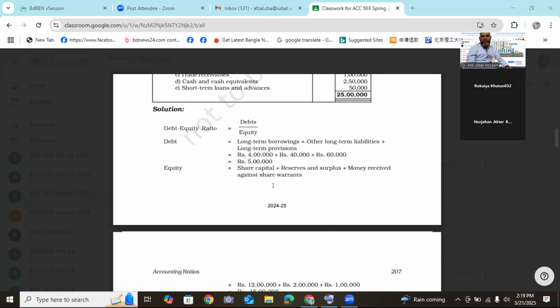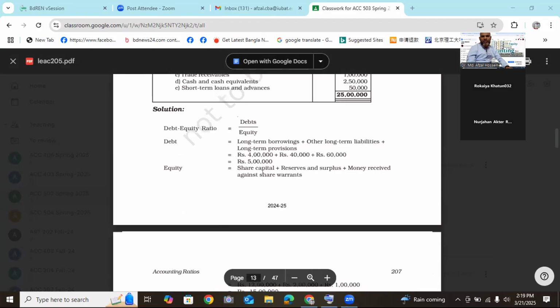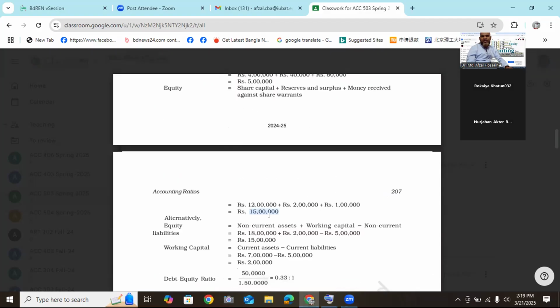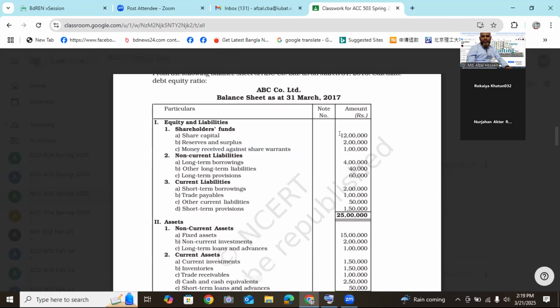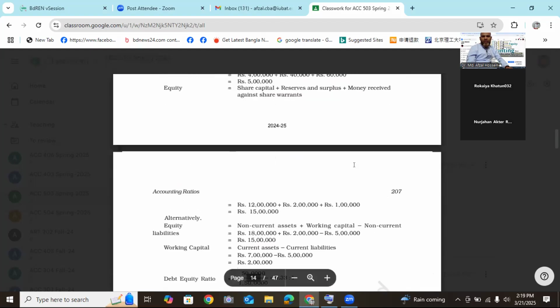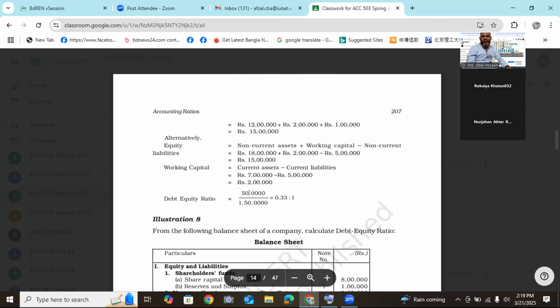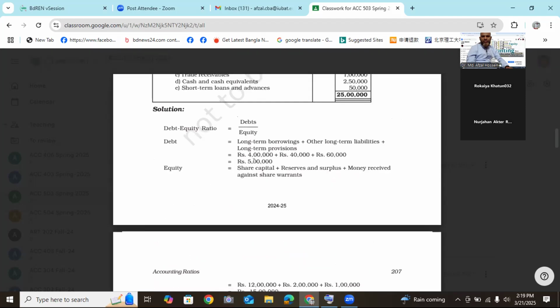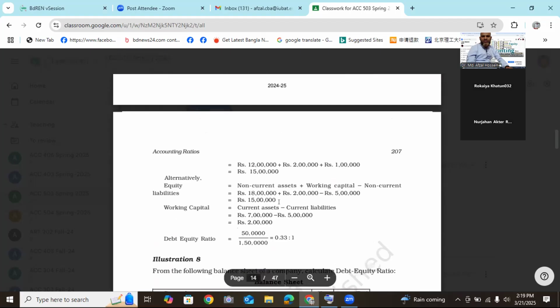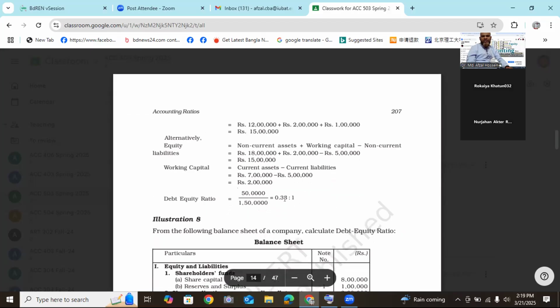So this is total equity. Share capital and reserve, equity is 15 lakh. Long-term liabilities, equity, this 15 lakh. Then if you divide, debt is 5 lakh, isn't it? 5 lakh, and equity is 15 lakh. Okay. Then the answer is 0.33:1.